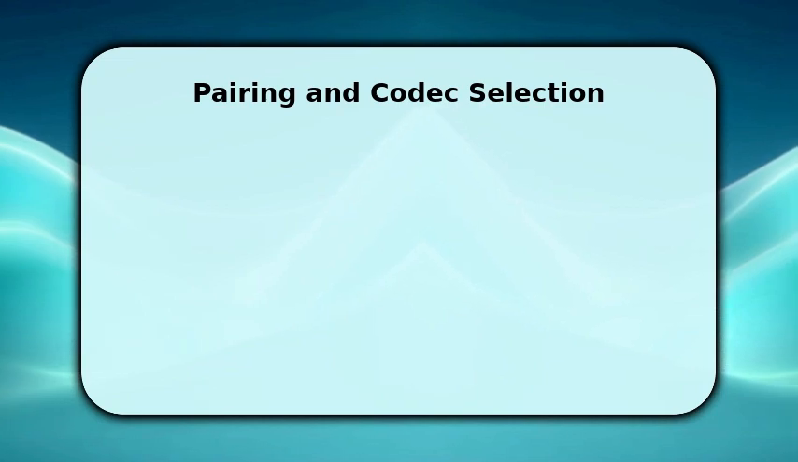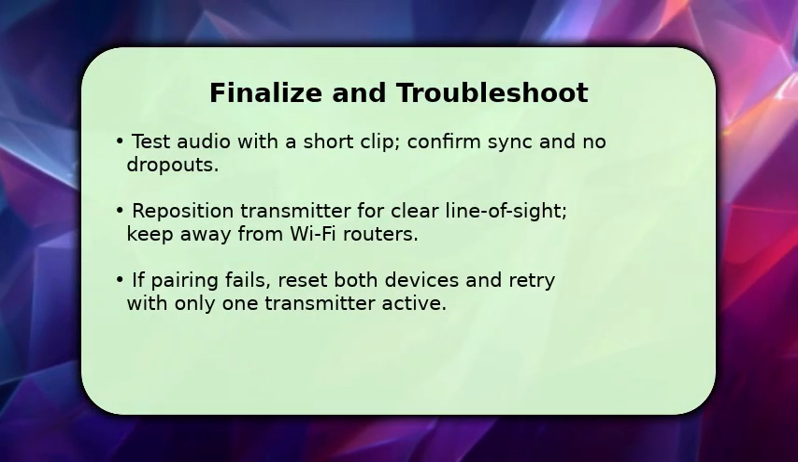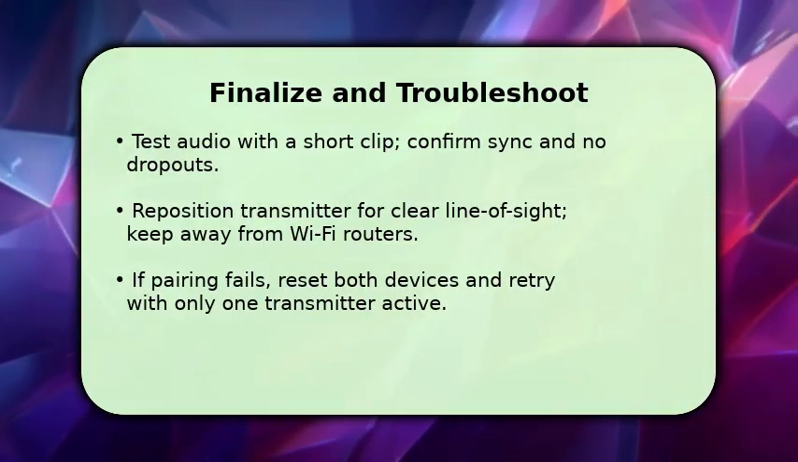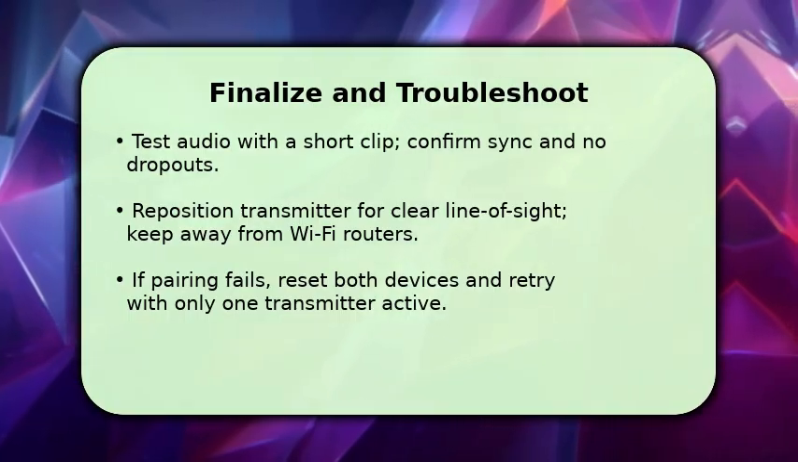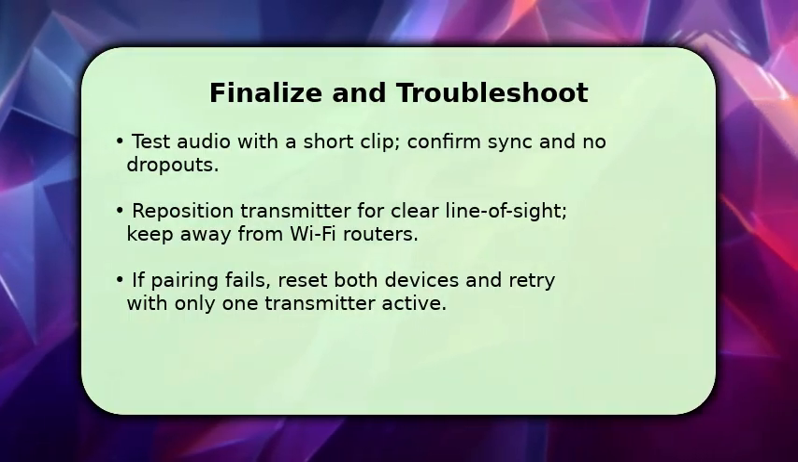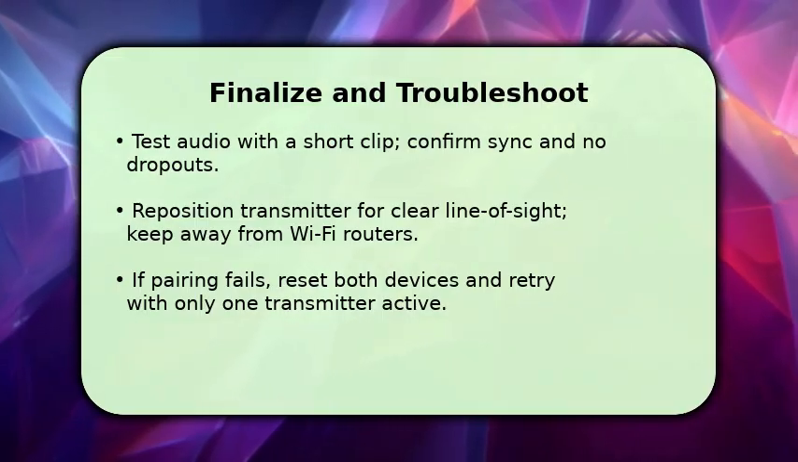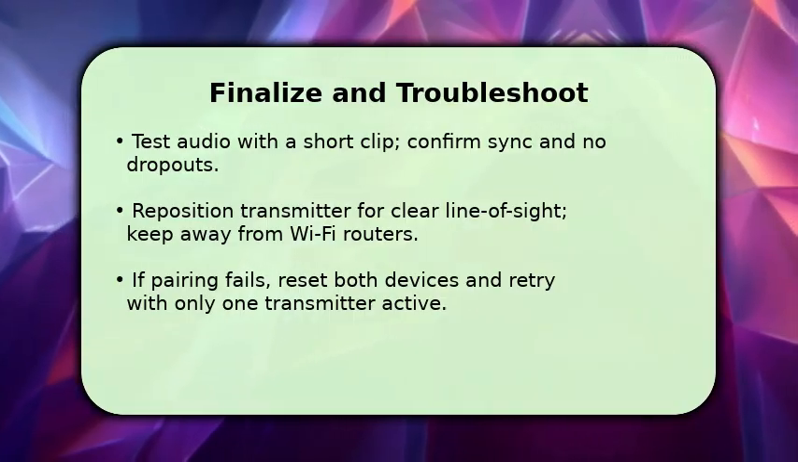This reduces troubleshooting later. Finish by testing and securing a stable connection so you can use the transmitter reliably. Play a short, familiar audio clip and listen for sync, dropouts, or hiss. If there's lag, confirm both ends use a low-latency codec. Reposition the transmitter closer to the receiver and away from Wi-Fi routers or microwave sources to reduce interference.